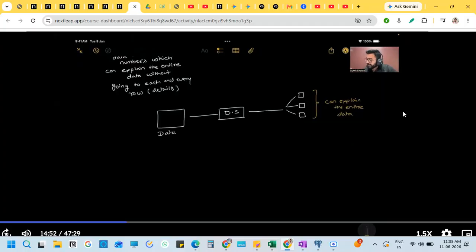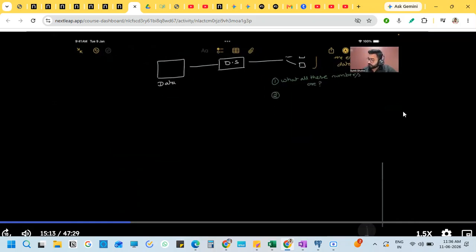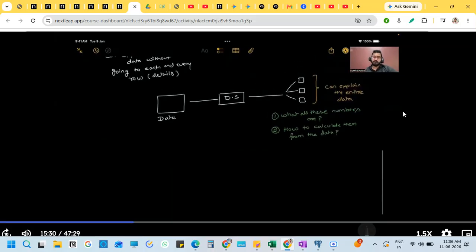So what these numbers are and how we calculate them, that's the second question, right? You must be thinking about it. Number one is what all these numbers are. Second thing is how to calculate them from the data, right? So if I can answer these two questions, that's what exactly we need, right? So let's start with the very first thing, what these numbers are, and then we will talk about how to calculate them.